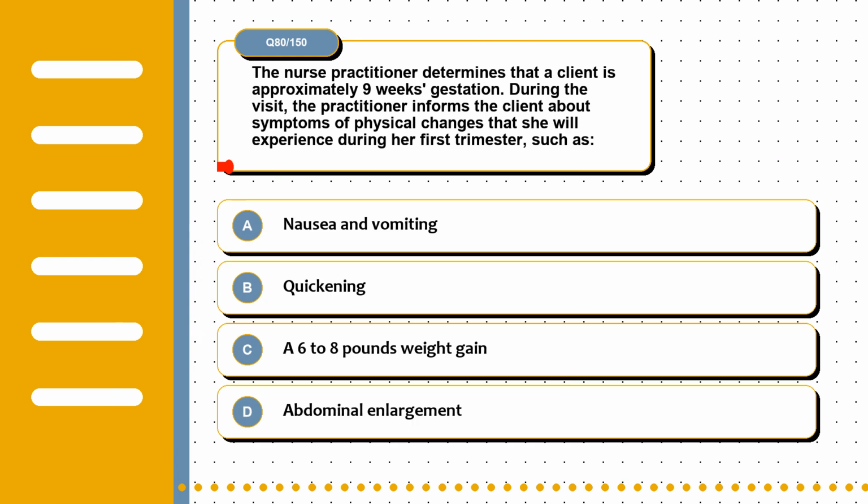Question 80. The nurse practitioner determines that a client is approximately 9 weeks gestation. During the visit, the practitioner informs the client about symptoms of physical changes that she will experience during her first trimester, such as, here are the options. Option A. Nausea and vomiting. Option B. Quickening. Option C. A 6 to 8 pounds weight gain. Option D. Abdominal enlargement.